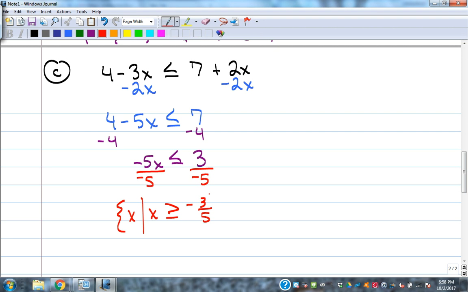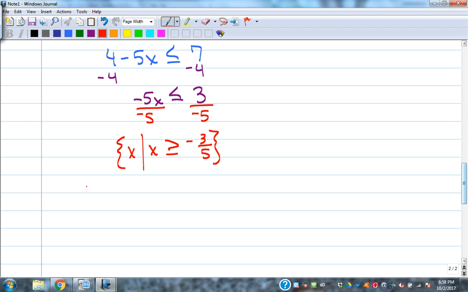Just sandwich in the set builder notation. Just throw it in there. Curly braces around it, x and a bar. Makes it easy. There's the set notation, the interval notation. x's are greater than or equal to negative 3/5. So what's the smallest answer we can get? The smallest number that can be an answer would be negative 3/5. And they're greater than that, so we're going toward positive infinity.